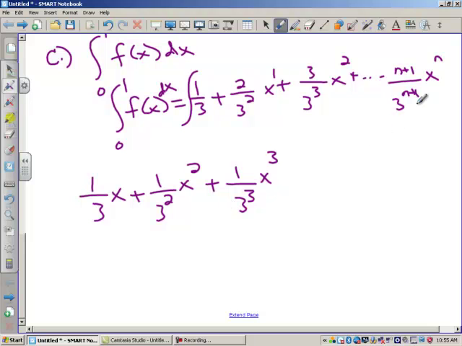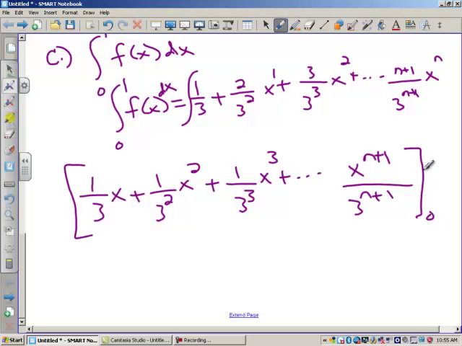Now I also have to do my plus dot dot dot. I'm going to integrate this. When you add 1 to n, you get x to the n plus 1. And then when you divide by n plus 1, it cancels that. So it's just going to be x to the n plus 1 over 3 to the n plus 1. There's my general term. Now I'm going to evaluate this between 0 and 1.